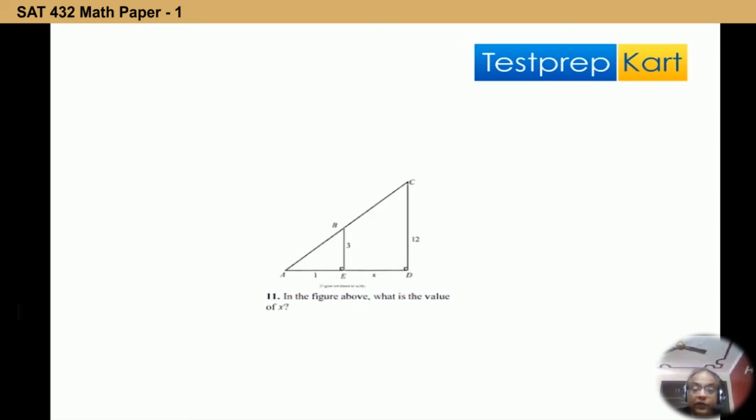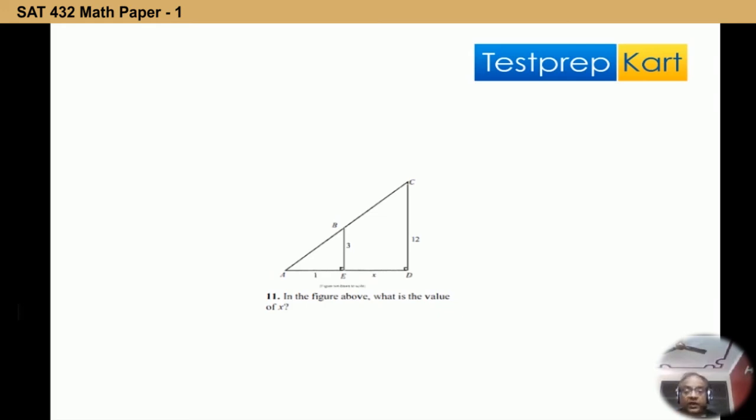So what is the value of x? This length DC is 12, this length BE is 3, this AB is 1, and this ED is x. Now, these two are 90 degrees, right? So therefore, you can show that these two triangles are similar. ABE, that is the smaller one, and ACD are similar, because this E angle and D angle are 90 degrees.